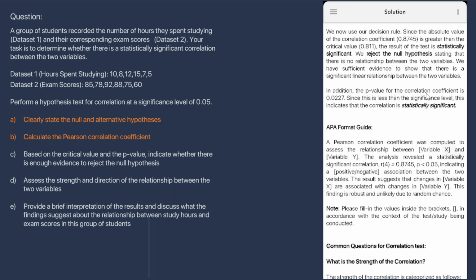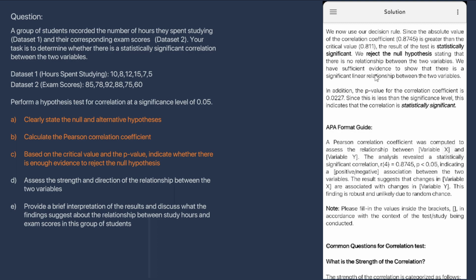In addition, the p-value for the correlation coefficient is 0.0227. Since this is less than the significance level, this indicates that the correlation is statistically significant. The results of the p-value approach and the critical value approach are just the same. They are both statistically significant. In other words, we have already used the critical value and the p-value to indicate whether there is enough evidence to reject the null hypothesis.